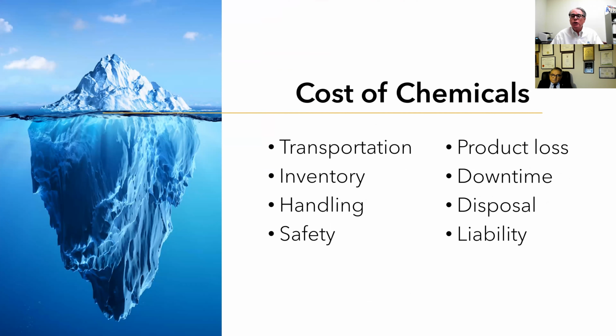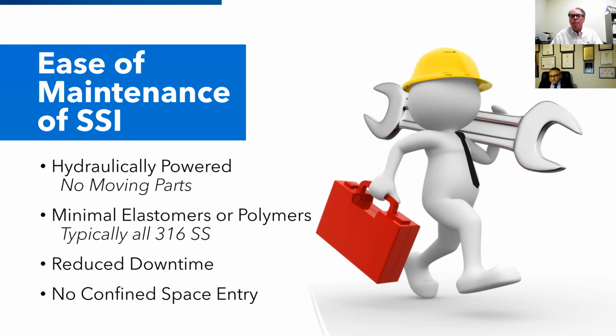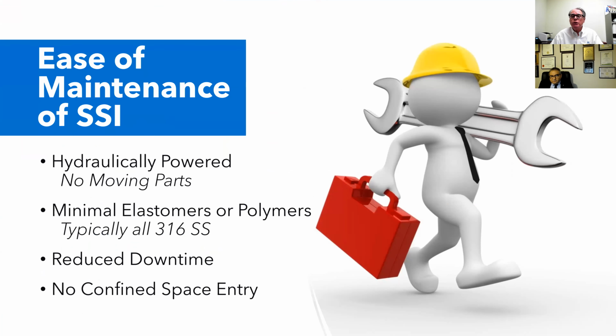And reduction in chemical use results in much lower cost than just the price of the chemicals in terms of transportation, inventory, product loss, handling, safety, downtime, disposal, and liability. And ease of maintenance with side stream injection gives the following benefits. Since it's hydraulically powered, there are no moving parts. There are minimal elastomers or polymers. Typically, the components are all 316 stainless steel. There's reduced downtime, and there's no confined space entry.